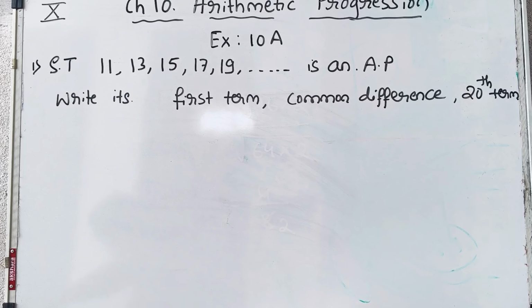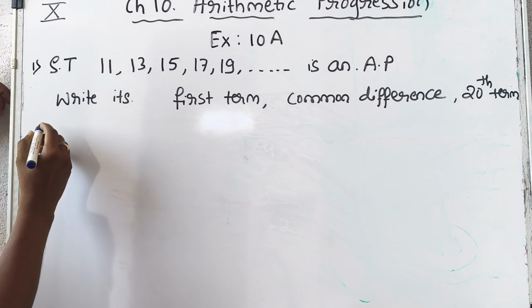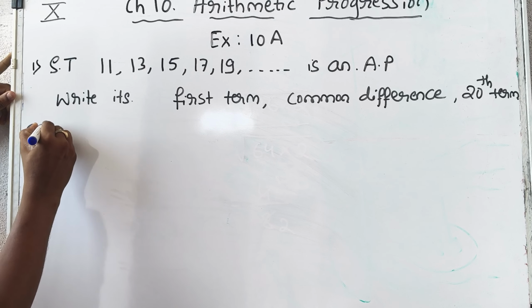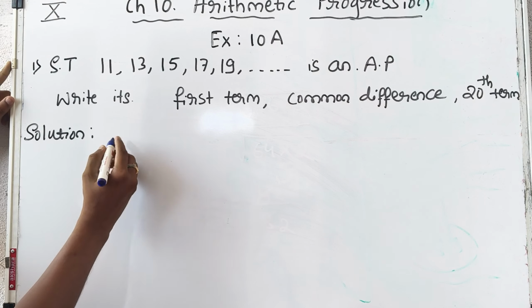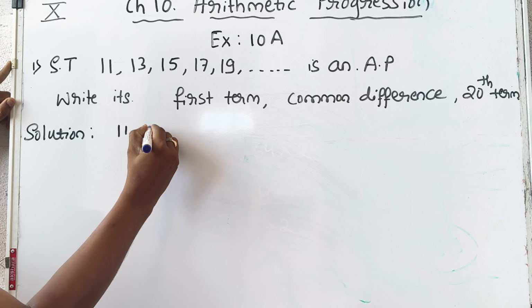Here is the first question from R.S. Agarwal, chapter 10, Arithmetic Progression. Show that 11, 13, 15, 17, 19 is an AP. How to show that it is an AP and also write its first term, common difference and 20th term.